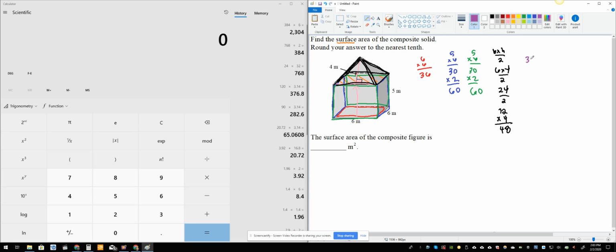Finally, as we are finishing this up, we want to add the area of all of these together. So we would take 36 plus 60 plus 60 plus 48. Adding these together, this becomes 4, carry the 1, 4 plus 6 is 10, plus 6 is 16, plus another 4 is going to be 20. So we should end up with 204 meters squared for the surface area of this composite figure.